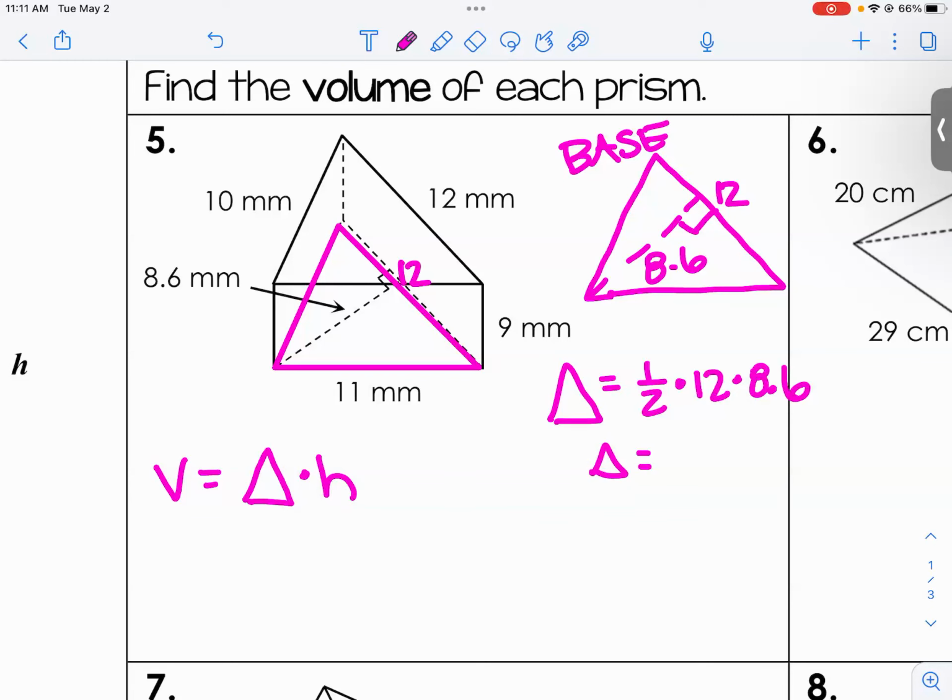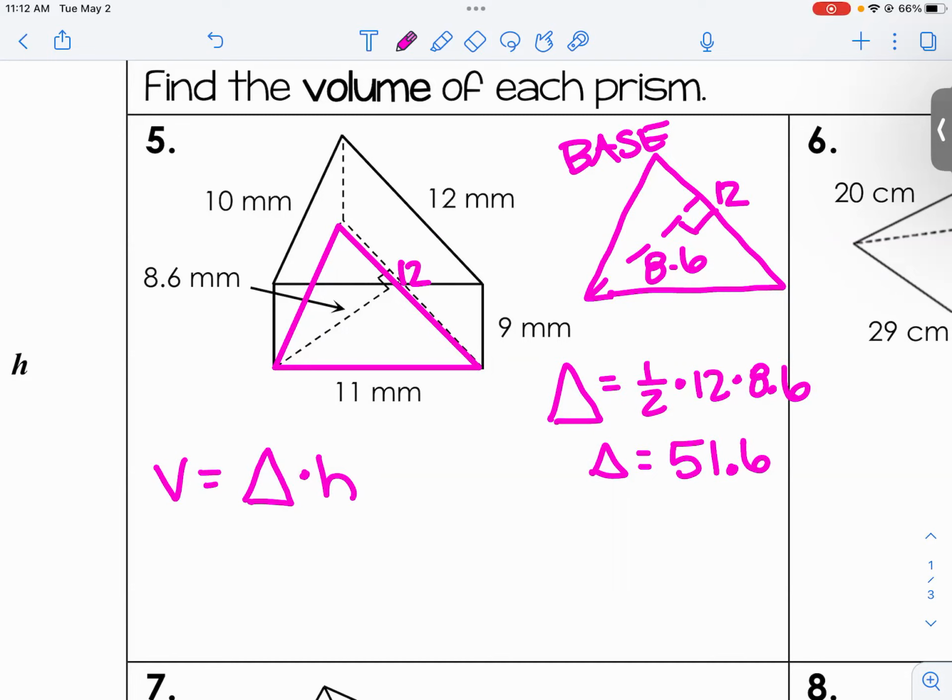Can you do that in your calculator for me, Brady? 1/2 times 12 times 8.6. I don't know how to do a 1/2 in this calculator. 1 divided by 2. Say millimeters. It's not here. It's here. Oh my God. I don't know. You put 0.5 times 12 times 8.6.